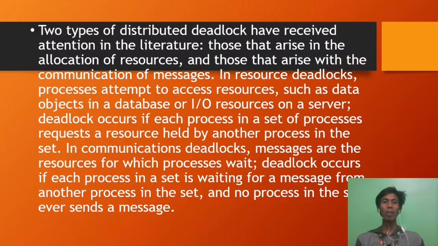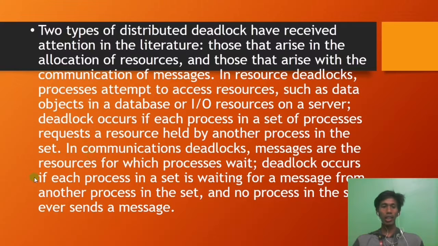Okay, these are the two types of distributed deadlock that receive attention in the literature: those that arise in the allocation of resources, and those that arise with the communication of messages. In resource deadlock, processes attempt to access resources such as data objects in a database or I/O resources on a server. Deadlock occurs if each process in a set of processes requests a resource held by another process in the set.